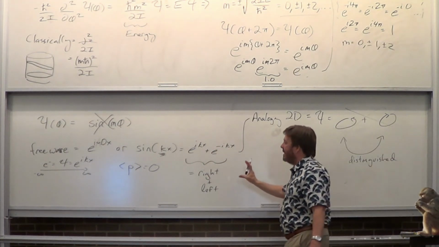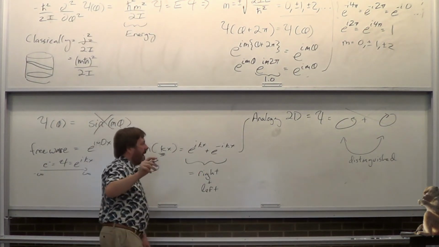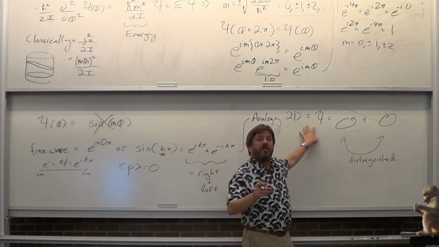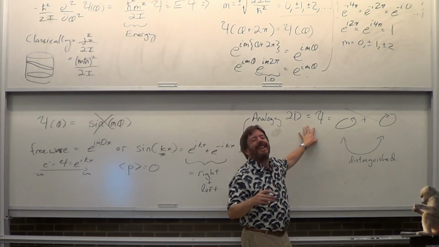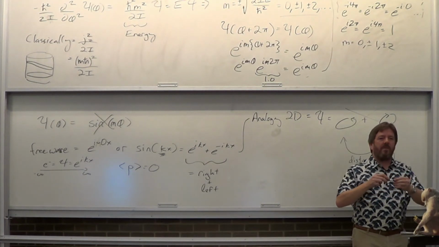All right, so next class, I'm going to solve that. And then the last bit we're going to do is the uncertainty principle on the 2D rigid rotor. And then we'll do three-dimensional rotation. So I know I went over a 10-minute break.